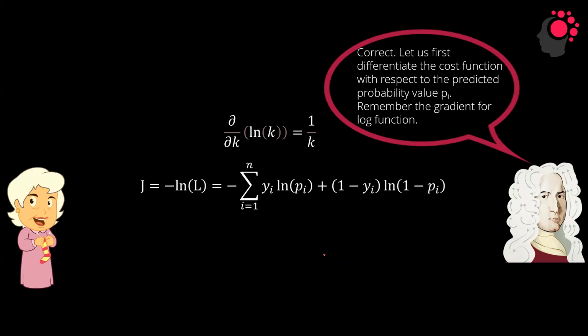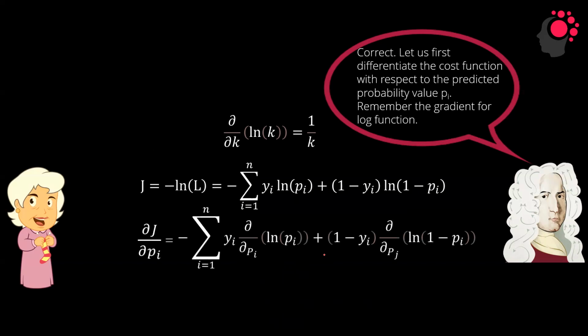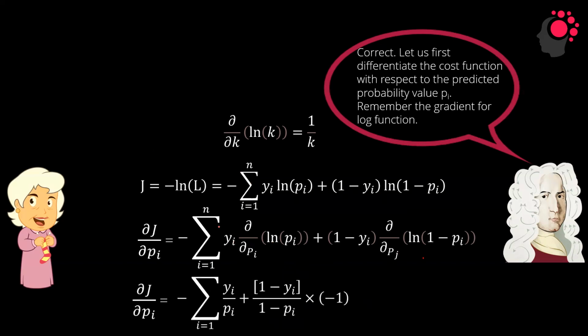Now, what Bernoulli is saying is, this is the actual cost function. Now we're going to differentiate it simply, right? So yi is a constant term here, dou by dou pi of ln of pi. And similarly, 1 minus yi is also a constant term here, dou by dou pi of ln of 1 minus pi. If I just do that, the derivative of ln of pi is nothing but 1 by pi here. And here, the derivative of ln of 1 minus pi is 1 by 1 minus pi, applying the chain rule, times dou by dou pi of 1 minus pi, which is nothing but minus 1, right? And if I just rearrange the terms, this is how it will look.